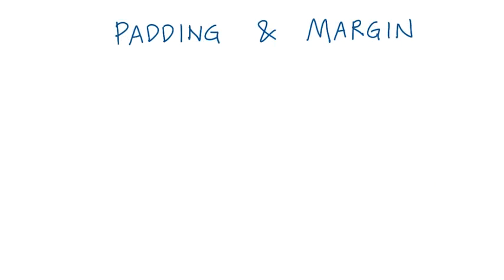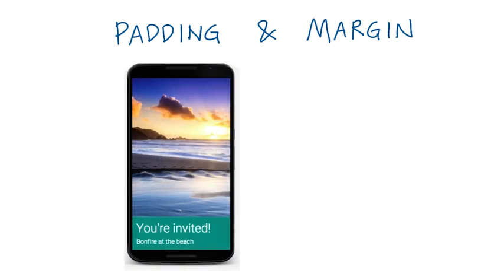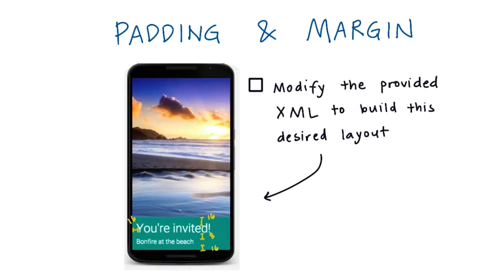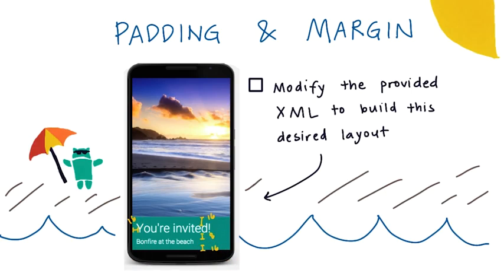Now it's your turn to practice with setting different padding and margin values. We've provided some initial code for you to get started using the link below. Once you're comfortable with padding and margin values, go ahead and try to build out this layout. By the way, this text is located 16 dips from the edges here, but it's only 8 dips in between the two text views. When you're done, check this box.